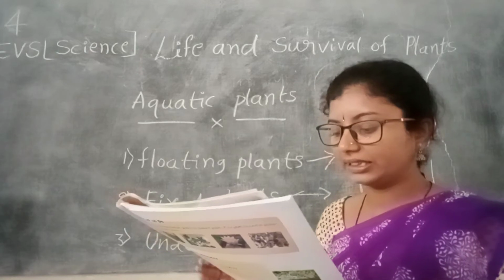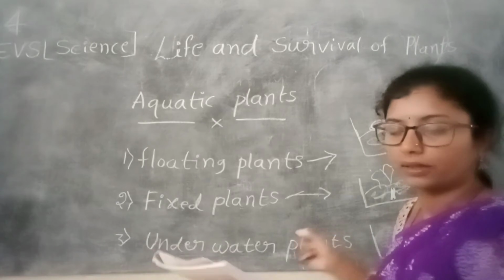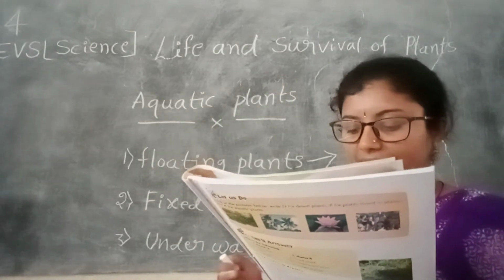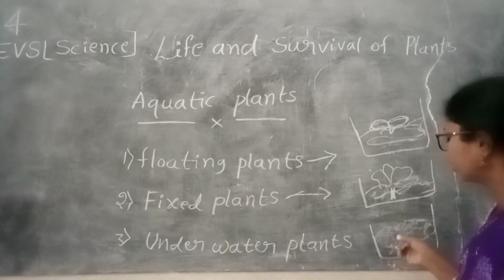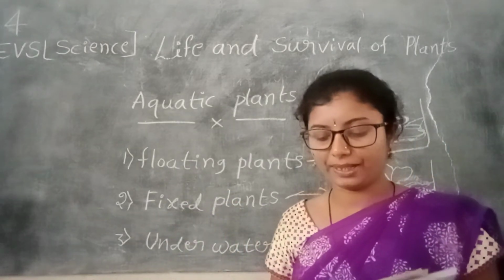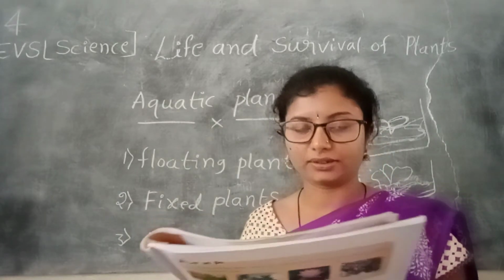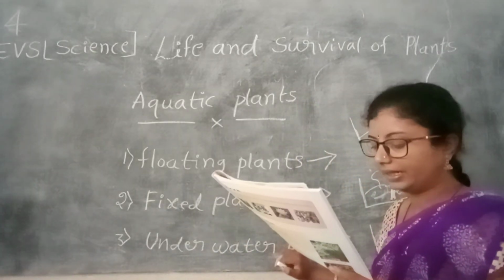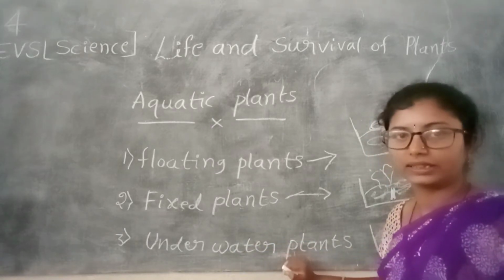That offers little resistance to water currents. They breathe through their body surface and do not have stomata. These leaves do not have stomata, so these plants breathe only with the help of their body surface. Hydrilla and tape grass are examples of such plants. Okay, is it clear?